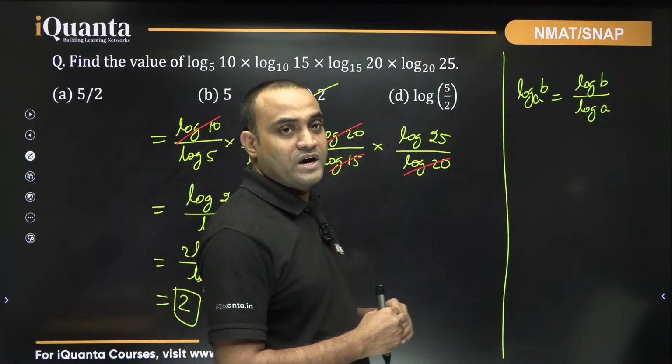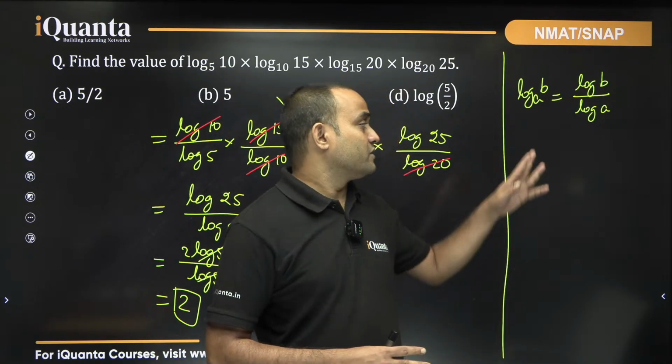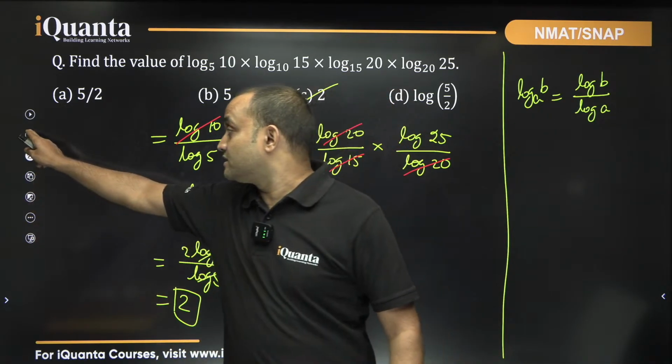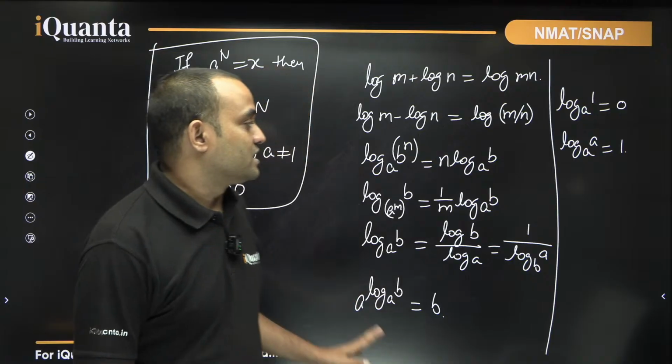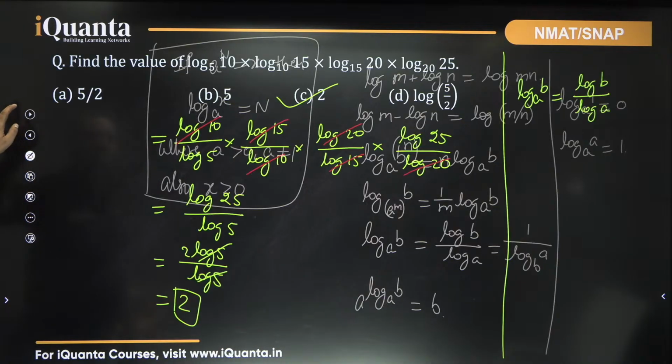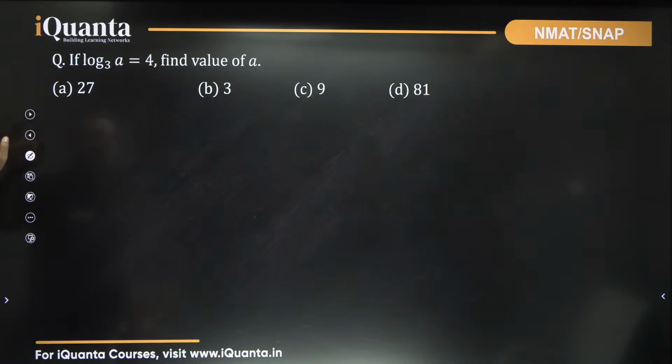Whenever required, I will try to use the given formula that we have discussed here, so that you can connect the question with the concept. Let us go to our next question. If log a base 3 is 4, find the value of a.